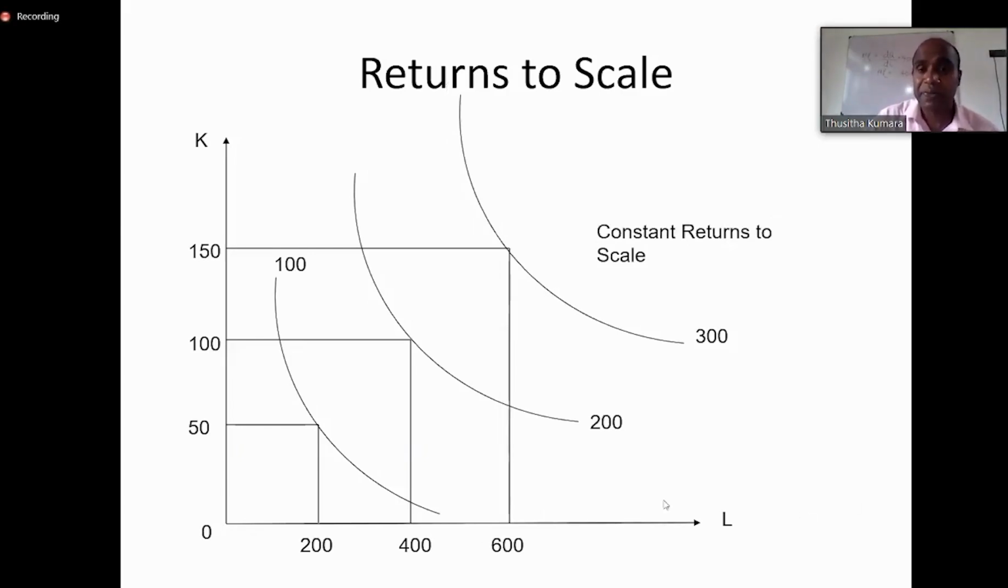And finally, in the same way, we increase inputs by 100%, and output also increases by 100%. It is 100, now it is 200. Increase your inputs by 50%, your output will be 300, an increase of 50%. Then we call that constant returns to scale. So when you increase your scale, your output will be increased at the same rate at which you change your input.